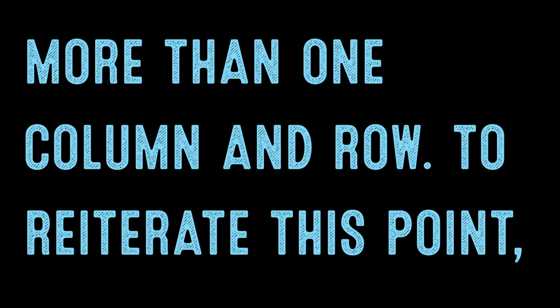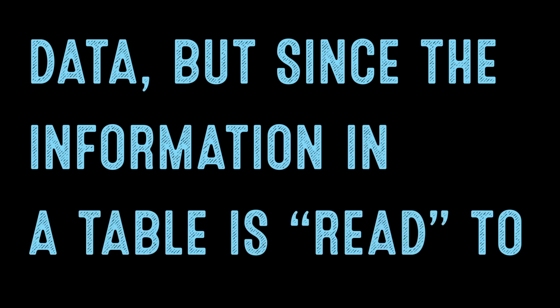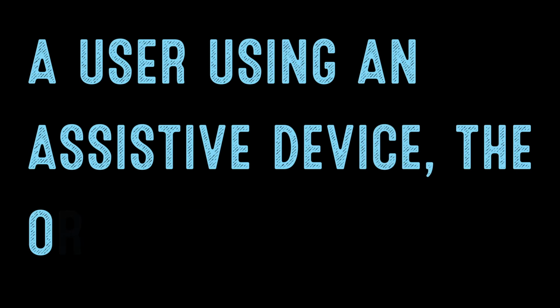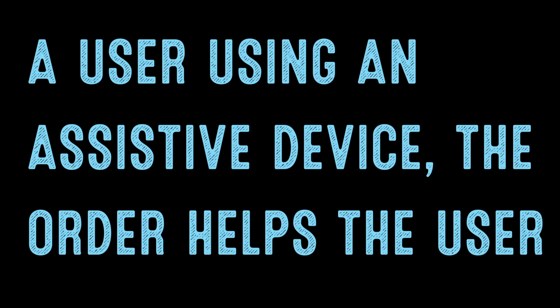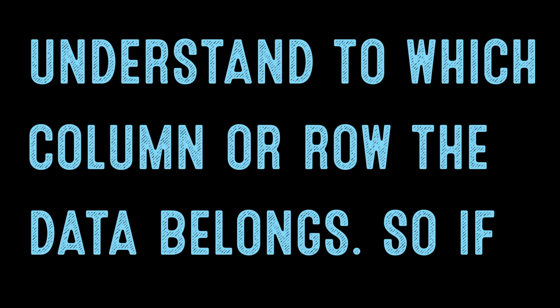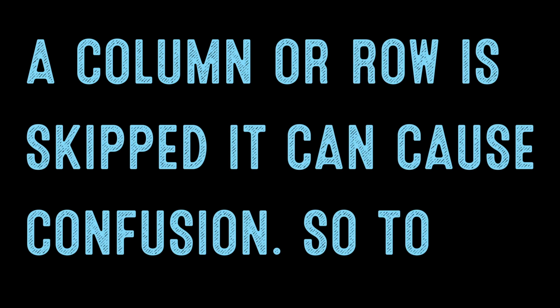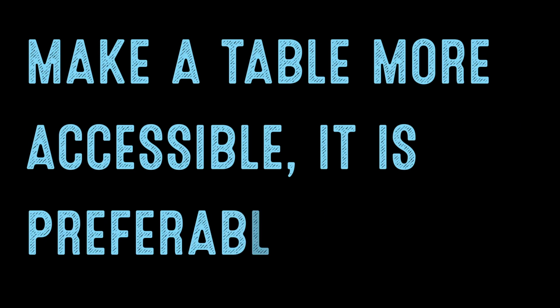To reiterate this point, it may be aesthetic to sighted users to not see repeated data, but since the information on a table is read to a user using an assistive device, the order helps the user understand to which column or row the data belongs. So if a column or row is skipped, it can cause confusion. So to make a table more accessible, it is preferable to avoid using these attributes.